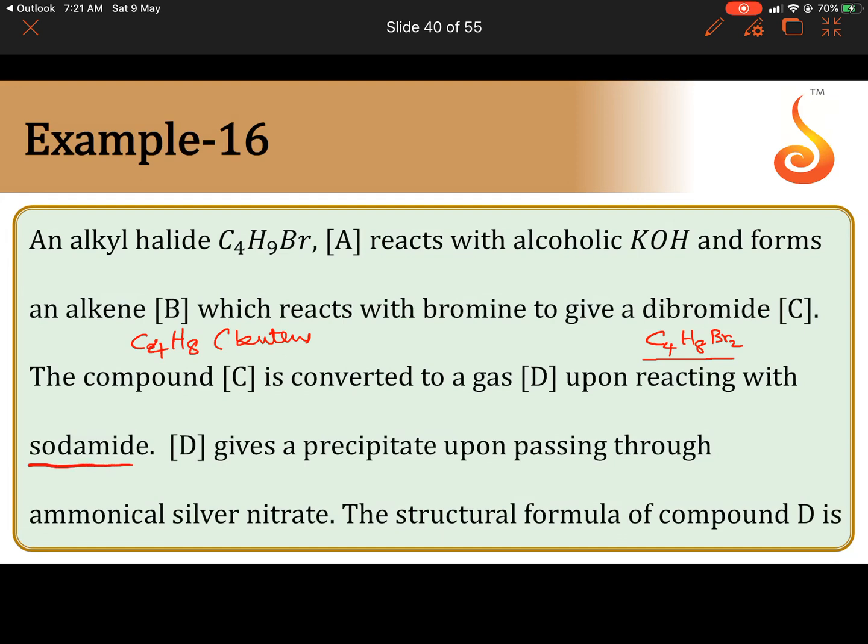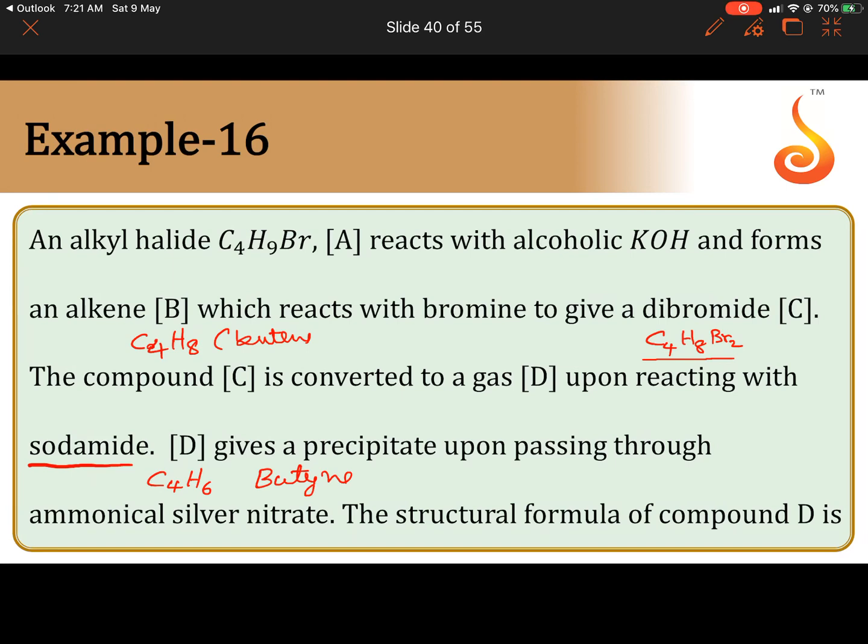So sodamide, we know this is also used for dehydrohalogenation, but it is a powerful base, and we can remove 2 molecules of HBr. So after the removal of 2 molecules of HBr, we can get C4H6. This should be butyne. The product D must be butyne. Butyne is a gas at room temperature. So D, another hint is there.